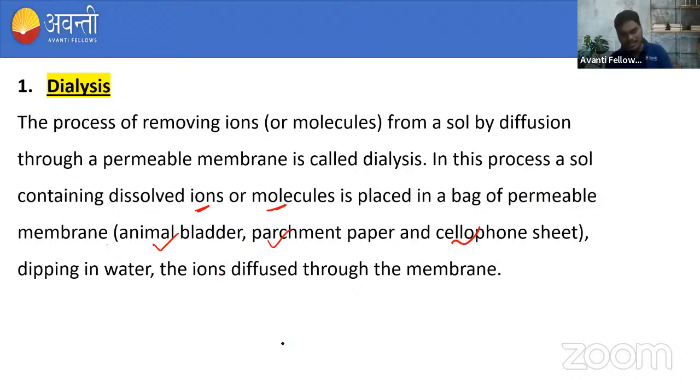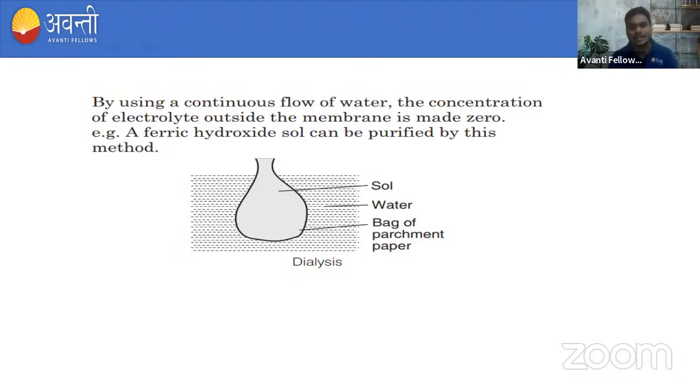Dipping in water, the ions diffuse through the membrane. These animal bladder, parchment paper, and cellophane sheets are naturally occurring semi-permeable membranes, right? So dialysis, here we can see this. By using a continuous flow of water, the concentration of electrolyte outside the membrane is made zero. A ferric hydroxide sol can be purified by this method.